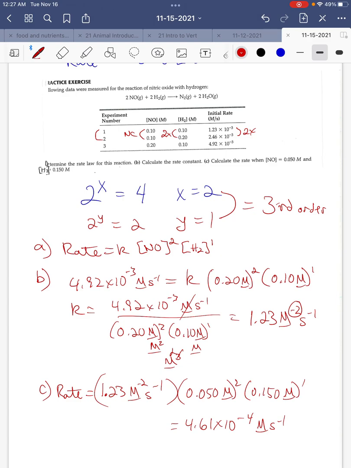All right, so that took care of that problem. These are all done approximately the same way. You might end up with a negative order at some point or a fractional order at some point. Don't sweat that too much. Just let it be what it is.